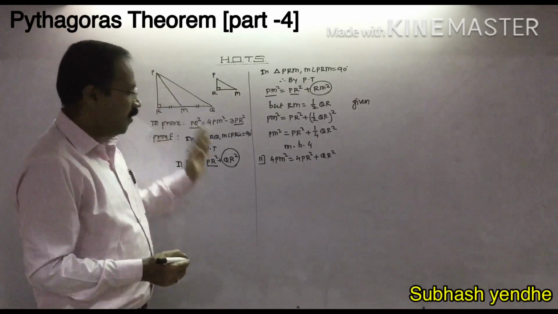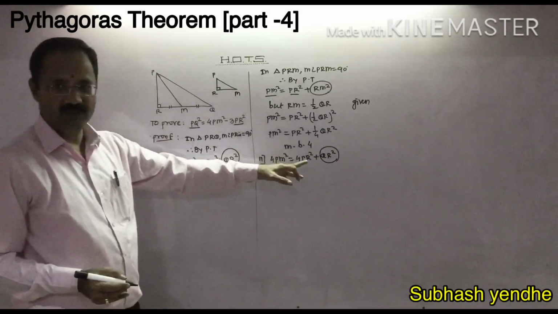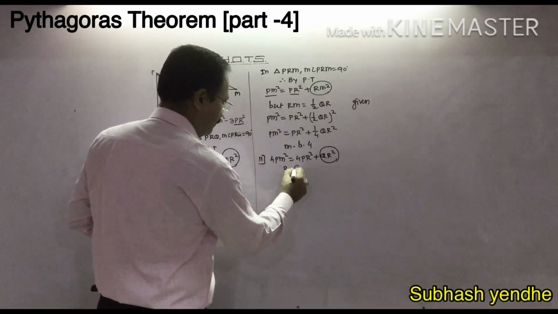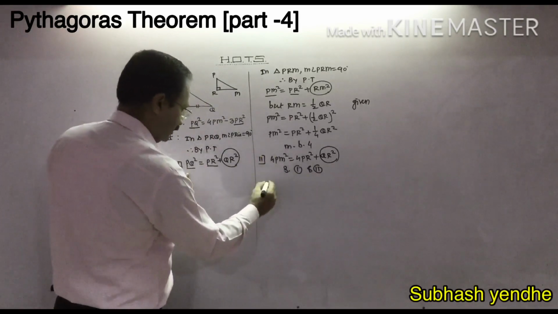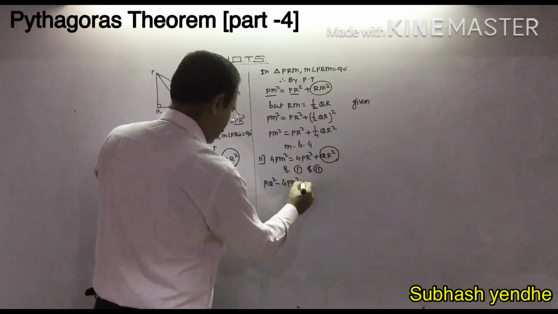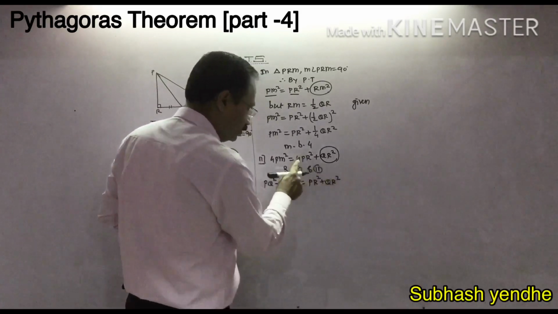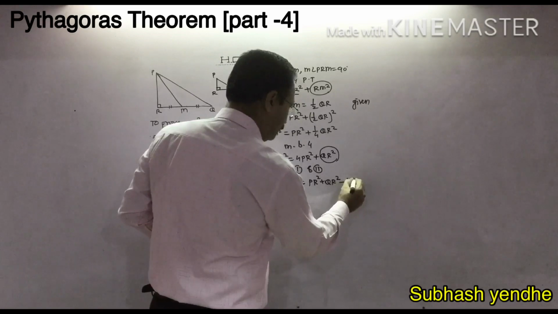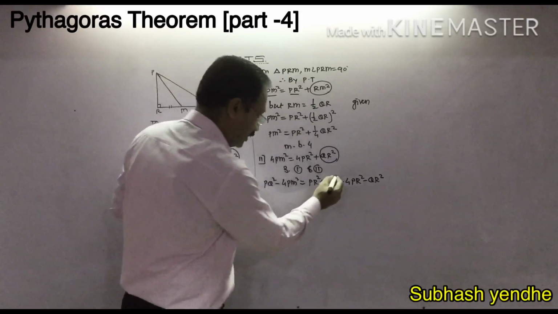Now you will get it all. But here again I don't need QR. So how can I cancel the QR? By subtracting equation 1 and 2. Subtracting equation 1 and 2, you will get right side from right side and left side from left side. PQ square minus 4PM square equals PR square plus QR square, and you have to subtract this part. While subtracting, you have to change the sign. Minus 4PR square minus QR square. So QR will be cancelled.